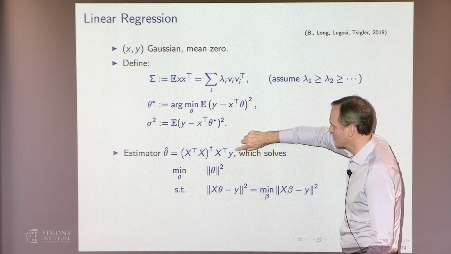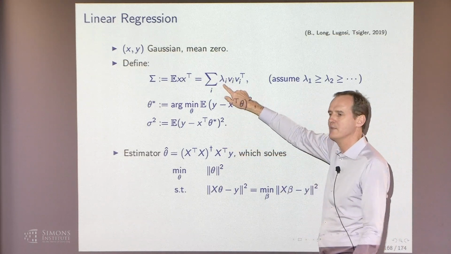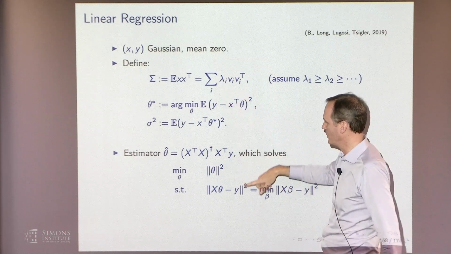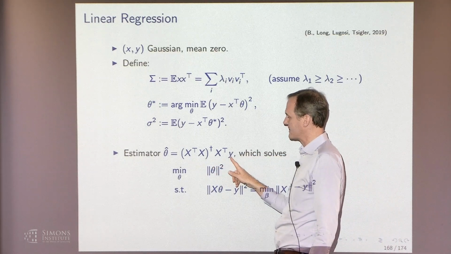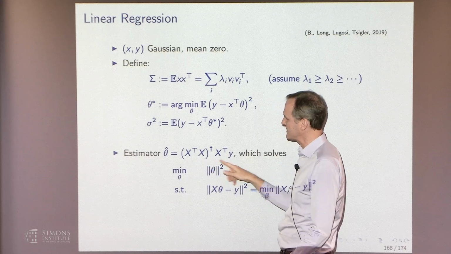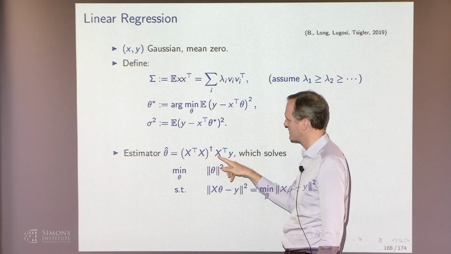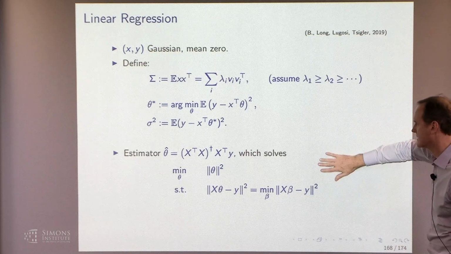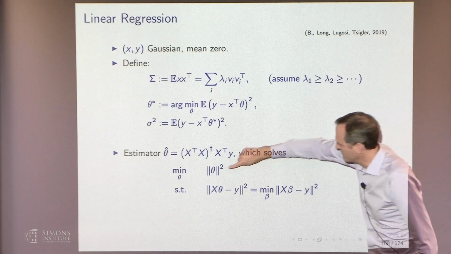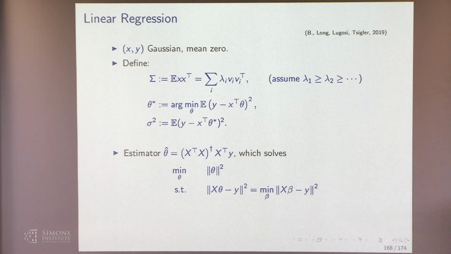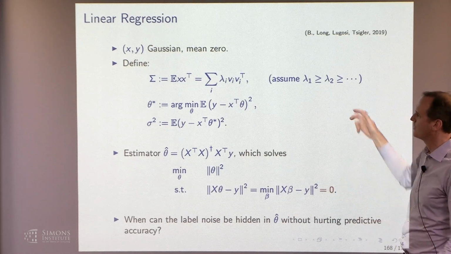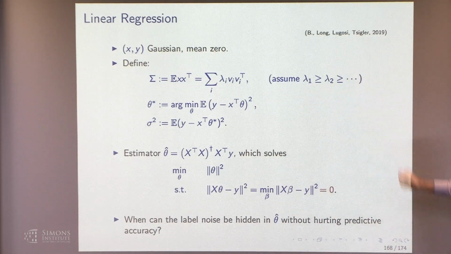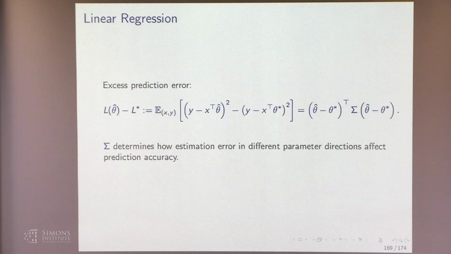Our estimator is the interpolating one, so we're thinking of the case where actually lambda n is bigger than 0, so we can find an interpolating solution, right? And this is solving the least squares problem at minimum norm. We're taking the pseudo inverse of x transpose x and multiplying that by x transpose y. So it solves this least squares. Think of it as minimum norm such that you solve the least squares problem, but we're interested in the case where that solution to the least squares problem is 0. We're interpolating everything, so we need to have enough of these directions. So we're asking when can the label noise be hidden in the parameter estimates without hurting predictive accuracy?